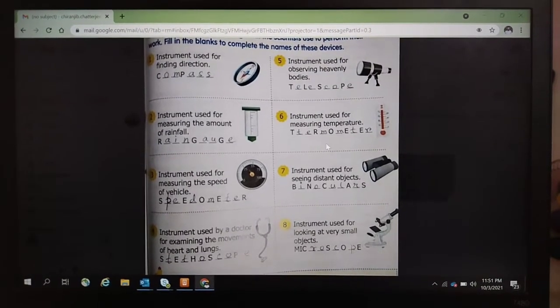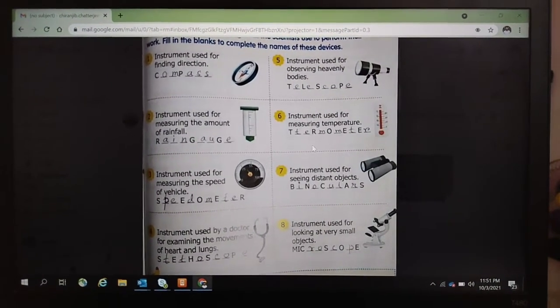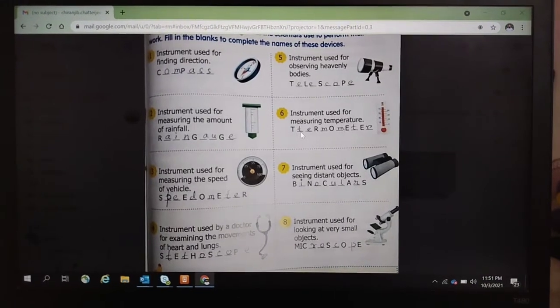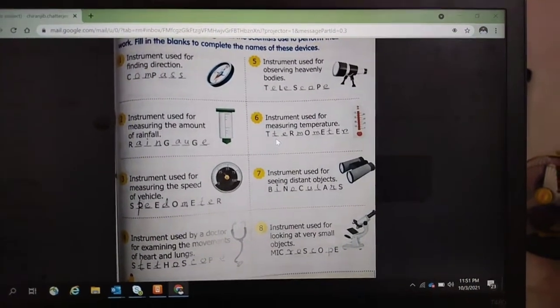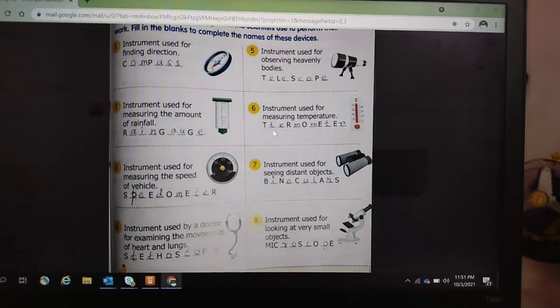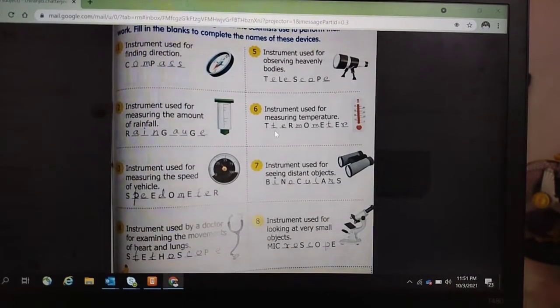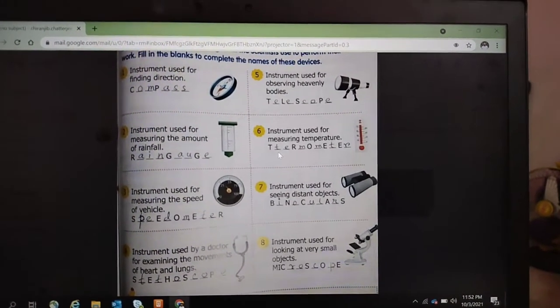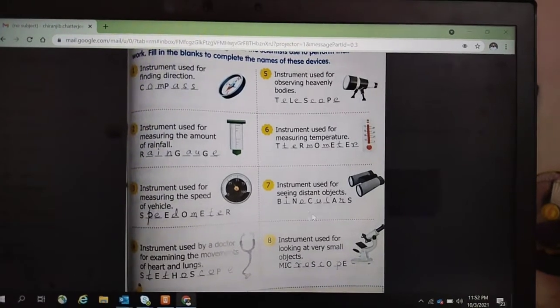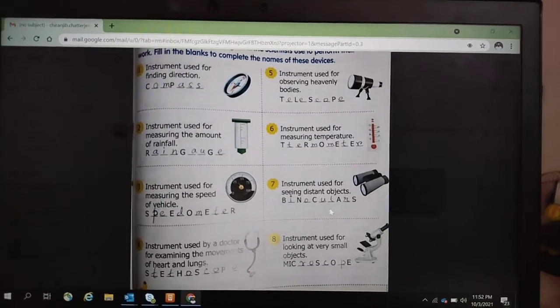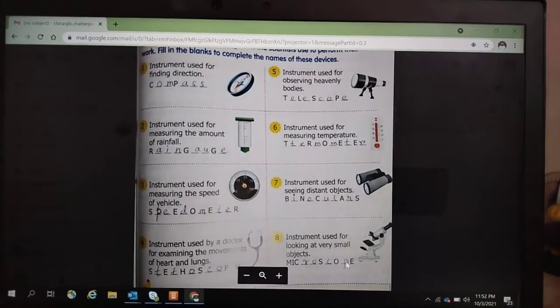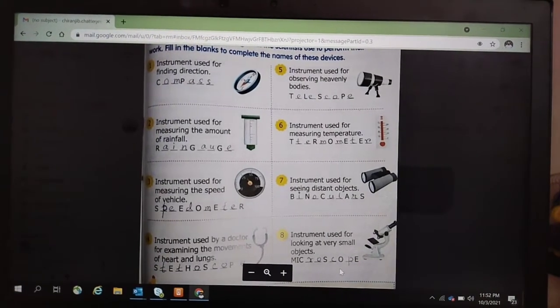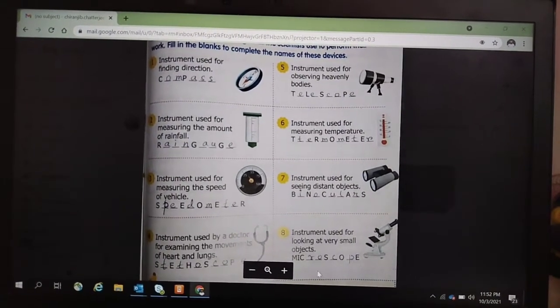The spelling is wrong over there, so please make it correct. Okay, TH. It will be TH. Number seven, instrument used for seeing distant objects. That is binoculars. Number eight, instrument used for looking at very small objects. The answer is microscope.